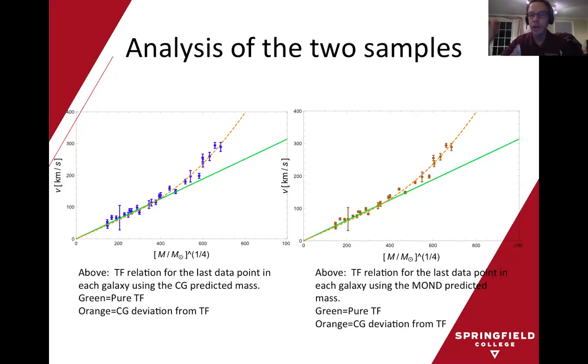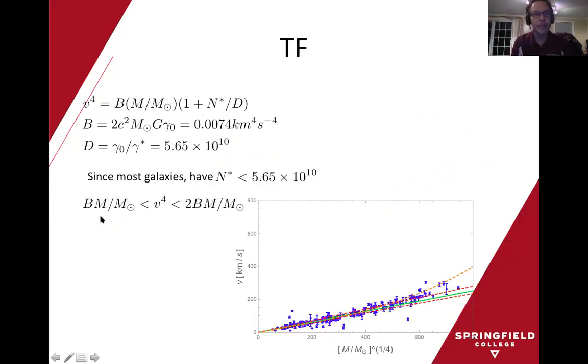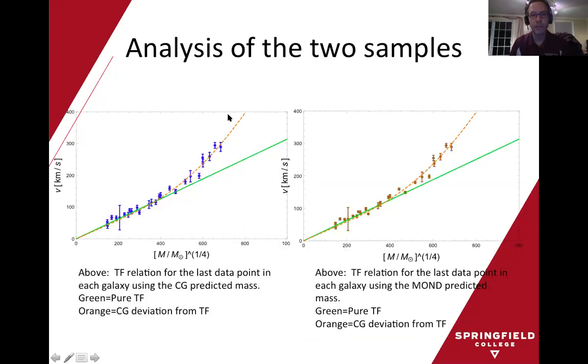Not only are they off the line, they're going right according to this orange line. And that orange line is the line that shows this formula here that comes from conformal gravity for V to the fourth. Namely, it shows the departure. And what it's showing us is that no matter which theory, whether it's conformal gravity or MOND, sets the mass scale, both of these are showing the conformal gravity departure.